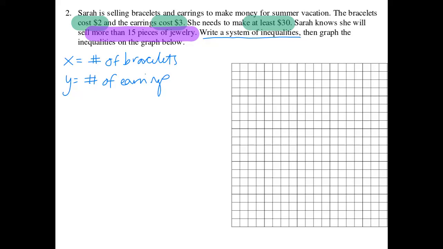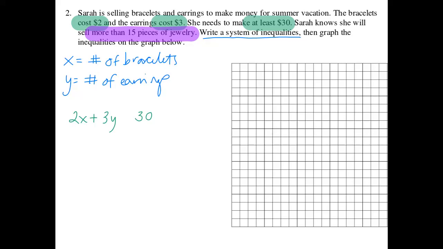So bracelets were $2 a piece, so let's call that 2x. Earrings were $3 a piece. Let's call that 3y. And if she needs to make at least $30, 30 is going to be our total. We can add the 2x and the 3y to get the amount that she actually makes.